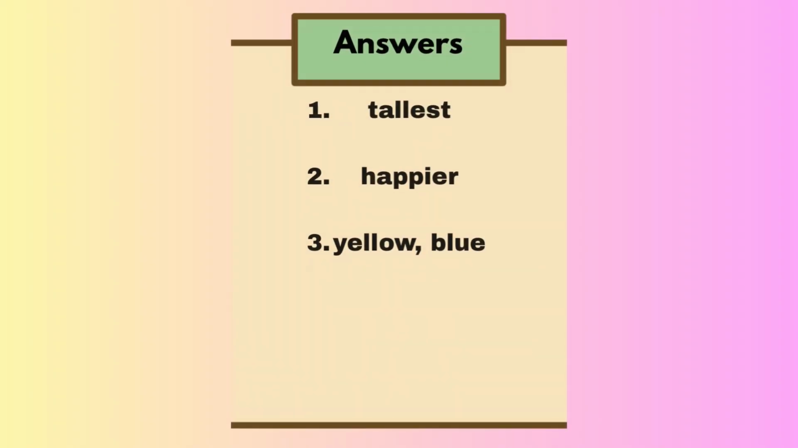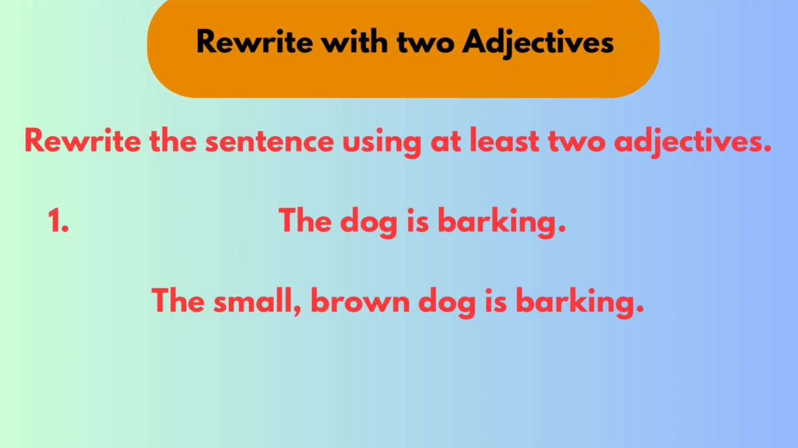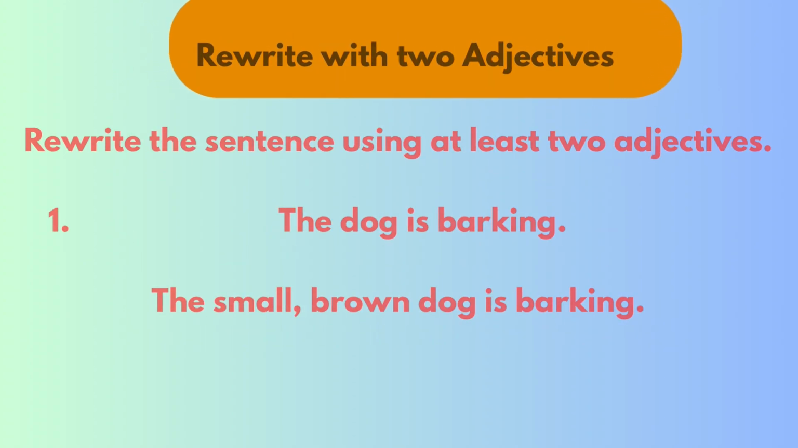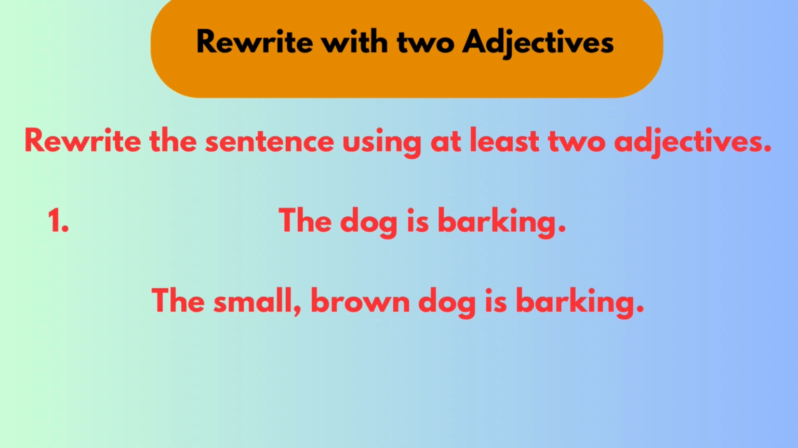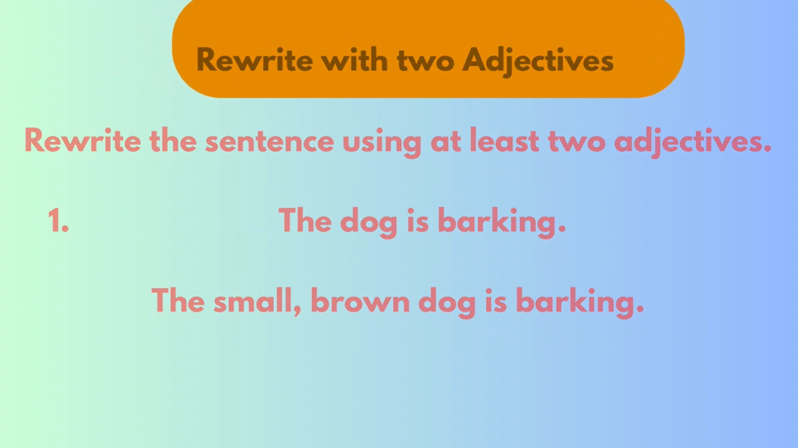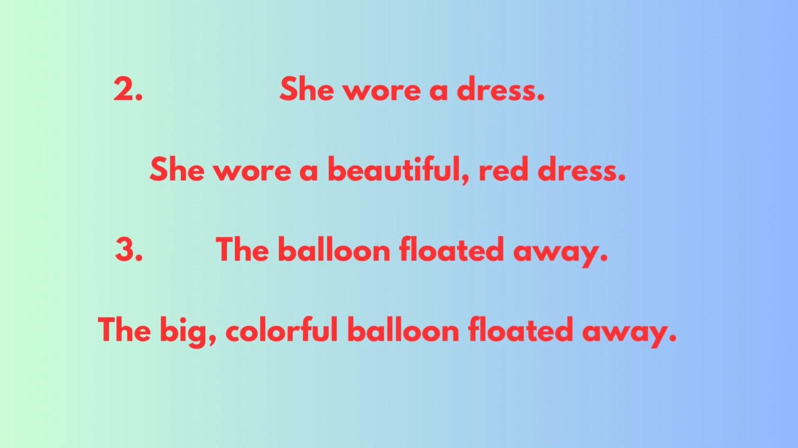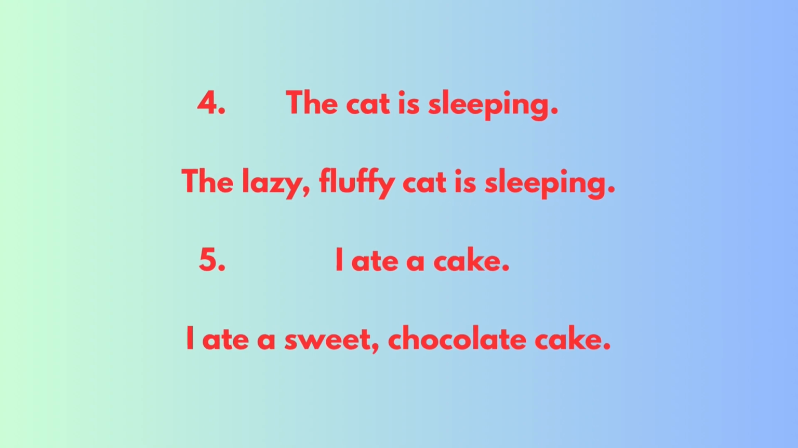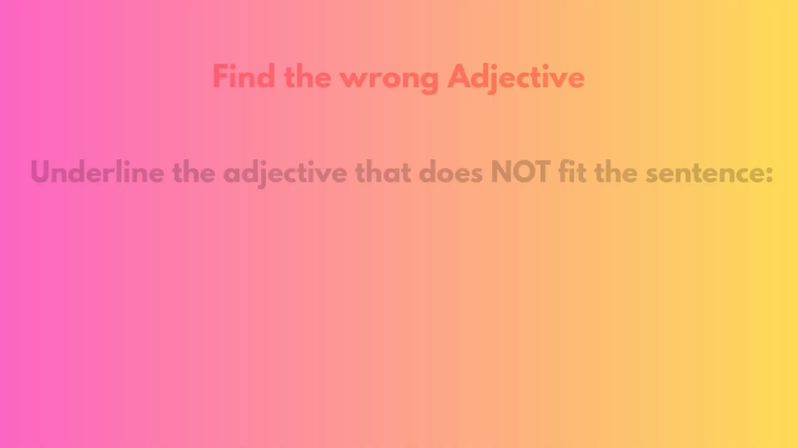Next we have to do this exercise. Rewrite with 2 adjectives. We need to write at least 2 adjectives in each sentence. The dog is barking. The small brown dog is barking. So we are using 2 adjectives here. She wore a dress. She wore a beautiful red dress. The balloon floated away. The big colorful balloon floated away. Next, the cat is sleeping. The lazy fluffy cat is sleeping. I ate a cake. I ate a sweet chocolate cake. So you can use these types of adjectives.